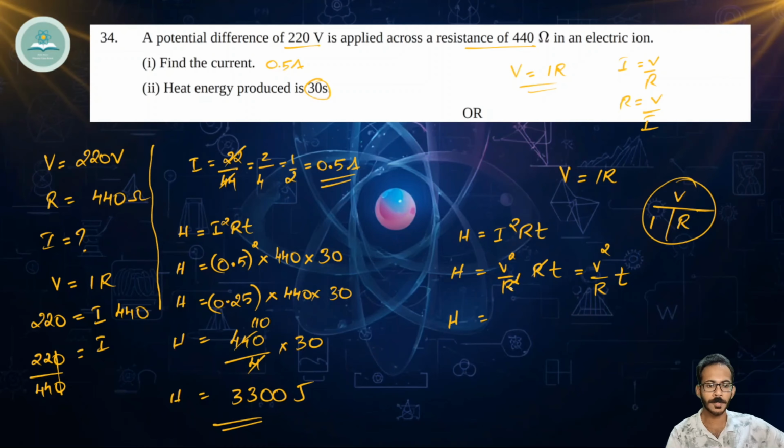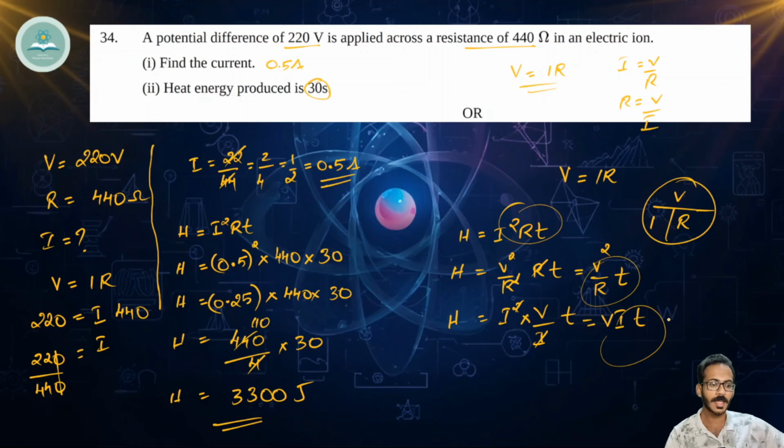Or else H is equal to, same equation, I square RT. Here substitute for R, R is equal to V by I. So we have I square into, instead of R write V by I, into T. I and I got cancelled. So here we'll have the equation V into I into T. This is another equation for heat. So we may use either this equation or this one or this one. Based on the situation, we should pick the equation and do it.